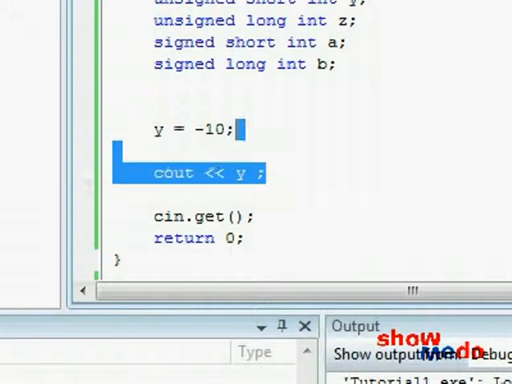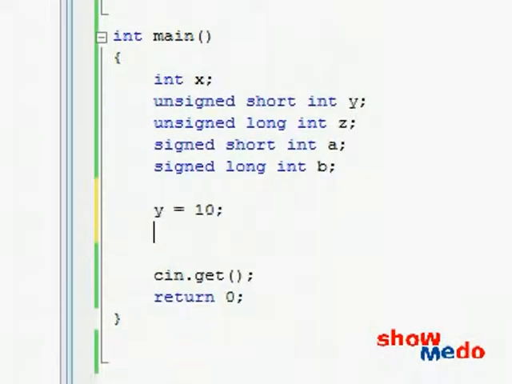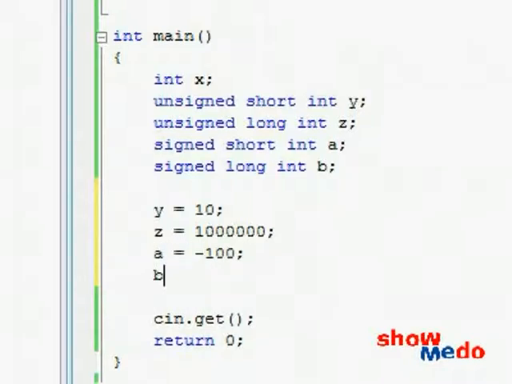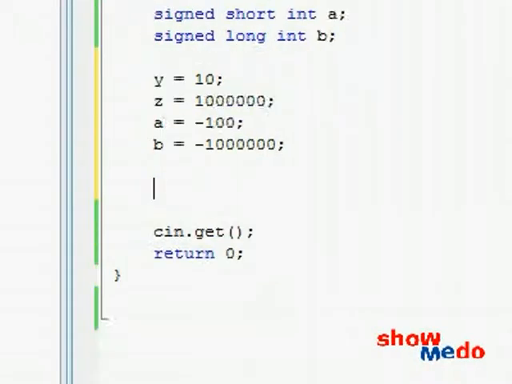So let's give our variables some appropriate numbers. Y equals 10, Z equals 1 million, because it can take big numbers. A equals -100. B equals -1 million, because it can take big negative numbers. Let's check to see if they actually have correct numbers.